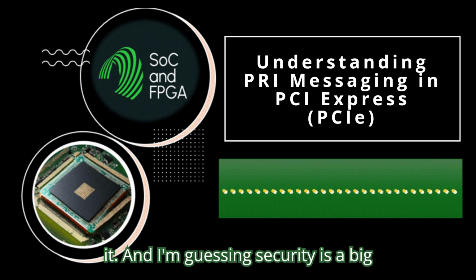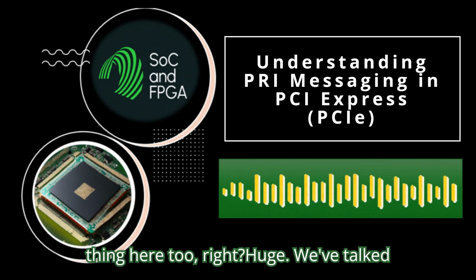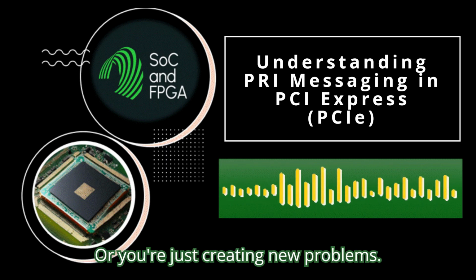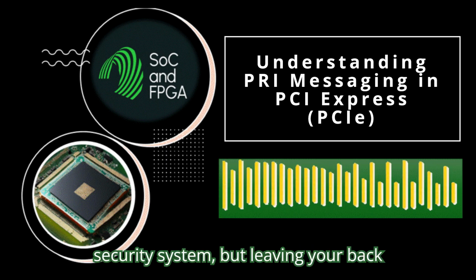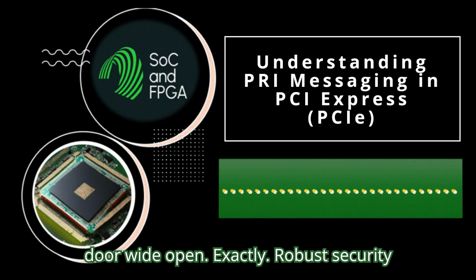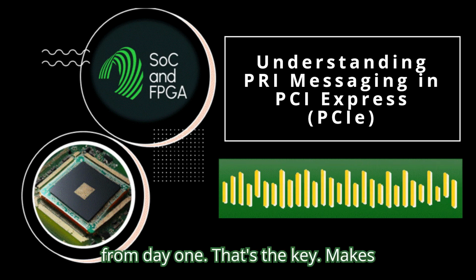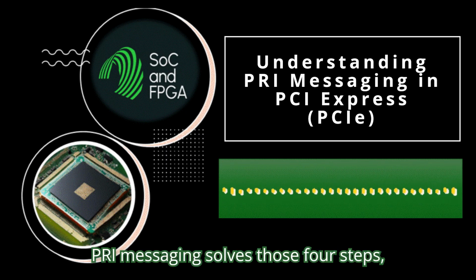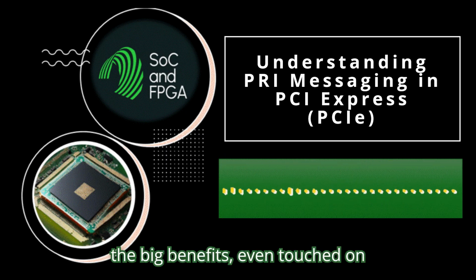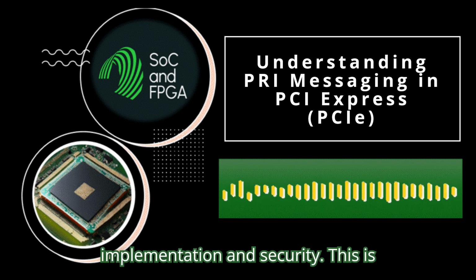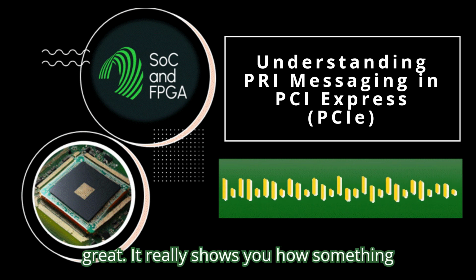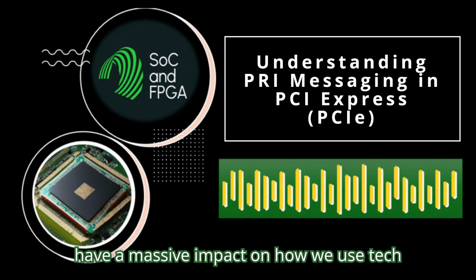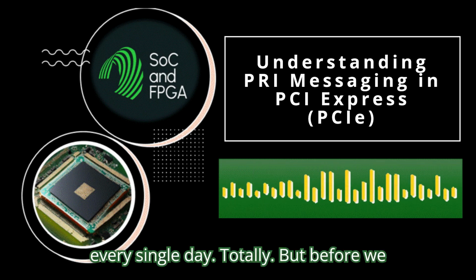Got it. And I'm guessing security is a big thing here too, right? Huge. We've talked about the benefits, but you've got to implement those security measures right, or you're just creating new problems. It's like installing a top-of-the-line security system, but leaving your back door wide open. Exactly. Robust security from day one, that's the key. Makes sense. So we've covered the problem PRI messaging solves, those 4 steps, the big benefits, even touched on implementation and security. This is great. It really shows you how something that seems super technical can actually have a massive impact on how we use tech every single day. Totally.